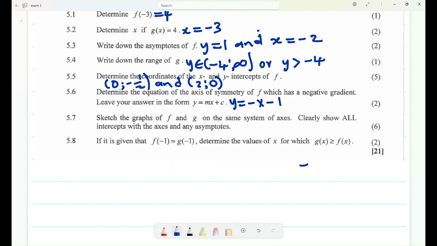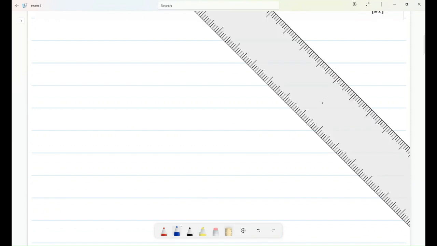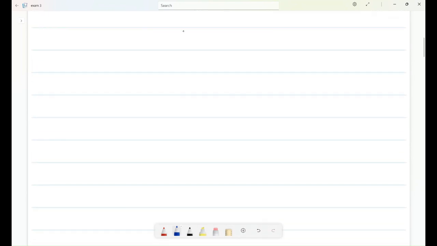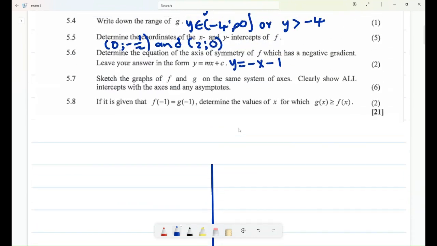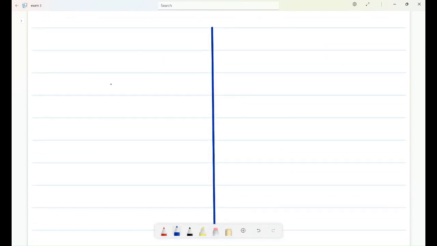5.7 says sketch the graph of f and g on the same set of axes. Clearly show all intercepts with the axes and any asymptotes. Let me just do this. Well, where's my asymptote first? Can I see, with regards to plus 1 minus 4?